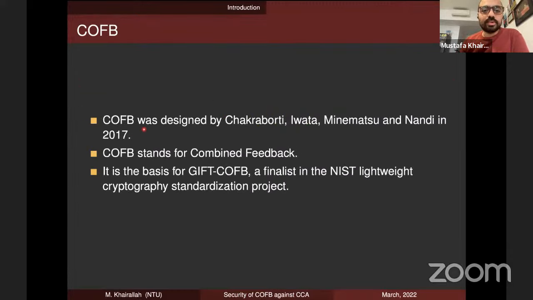So COFB was designed by Chakraborty, Veta, Minimatsu, and Nandi in 2017. It stands for combined feedback, and it is the basis for GIFT-COFB, which is one of the finalists of the current NIST lightweight cryptography project.